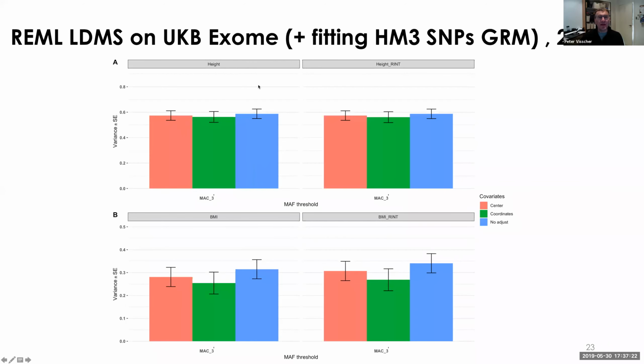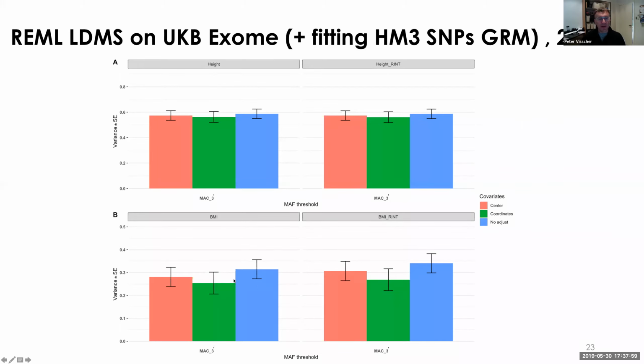And here are the results for estimates of total heritability from UK Biobank, where we either made no adjustment for spatial information, or we adjusted for birth coordinates in green, or in red for the center of assessment. Results for height and for the transformed height at the top, and for BMI and transformed BMI at the bottom. For height, I hope you agree with me, very little difference between these two ways of adjustments.